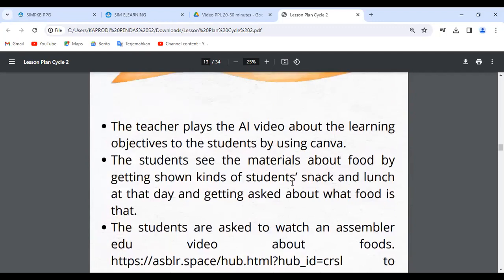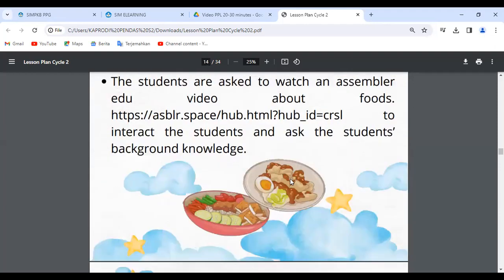So this will be all the thing. The teacher explains the AI video learning objective to the students by using Canva. So artificial intelligence will be one of the 3 suggested media that you guys have to use while making your teaching document and then while conducting the teaching practice.